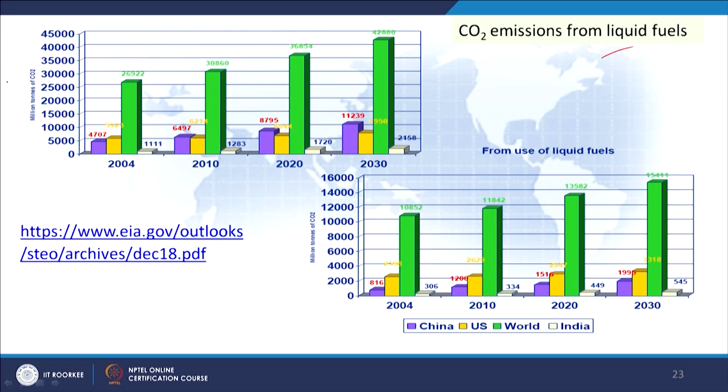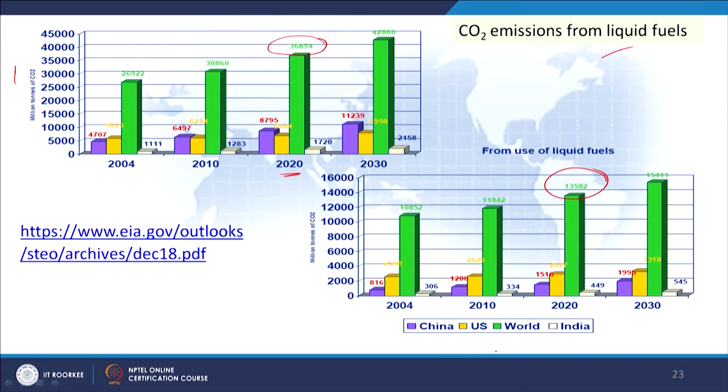Under this situation, if we see the carbon emissions from liquid fuels, here we have million tons of CO2 released. In 2020, say, 36,834 million tons of CO2 is expected to come from different types of fuels, and liquid fuel is expected to contribute 13,582 million tons of CO2. So, around 1/3 of the total CO2 is coming from the liquid fuel. So, this is one concern, how to control the carbon dioxide emission from this fuel if we want to use these feedstocks more effectively as an energy resource.